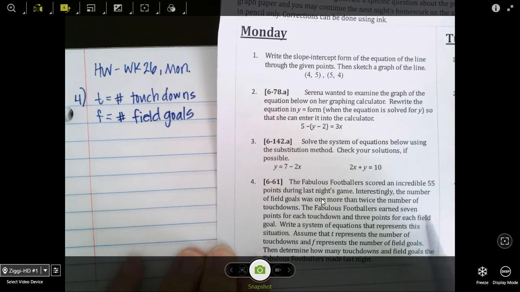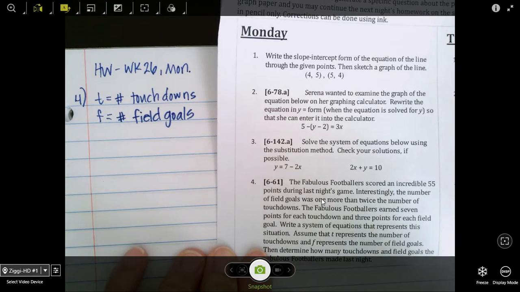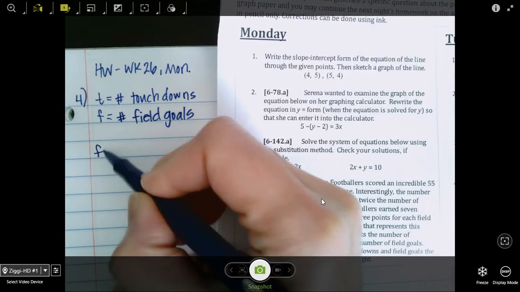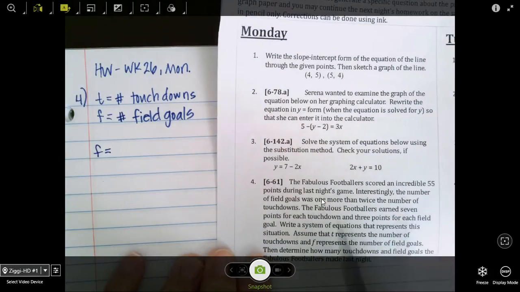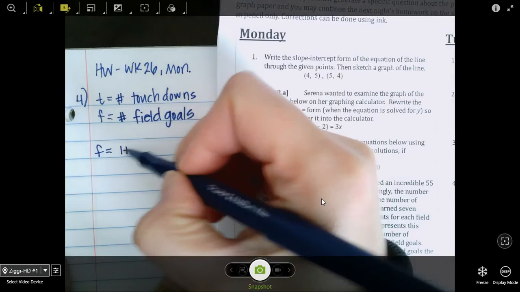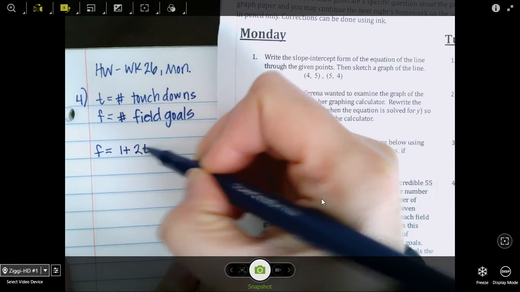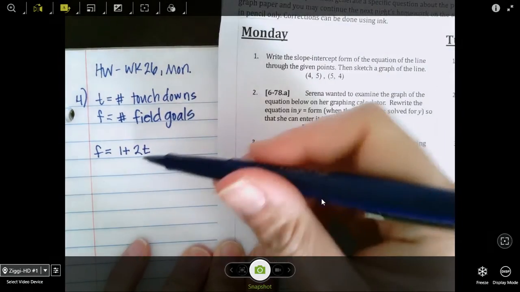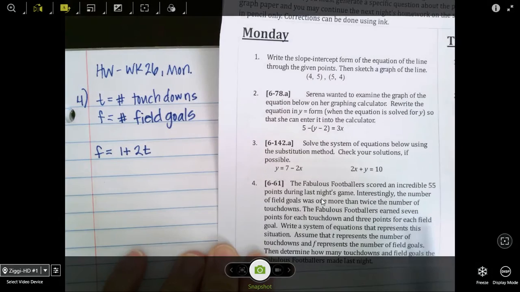It says, interestingly, the number of field goals was one more than twice the number of touchdowns. This sentence gives us a clue as to how to set up an equation. It says the number of field goals, and if F is our field goals, it was one more than twice the number of touchdowns. One more than twice the number of touchdowns: 1 plus 2t. So we can translate the sentence directly into the equation. The next sentence will give us more clues.